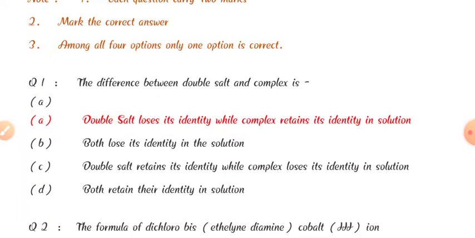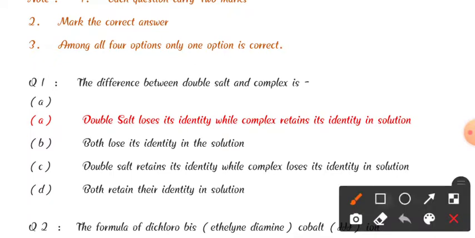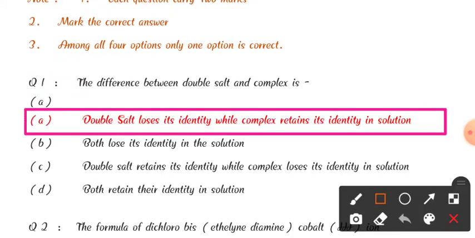The difference between double salt and complex is... The correct answer is, friends, option number A, that is double salt loses its identity while complex retains its identity in solution. This one is the correct answer.